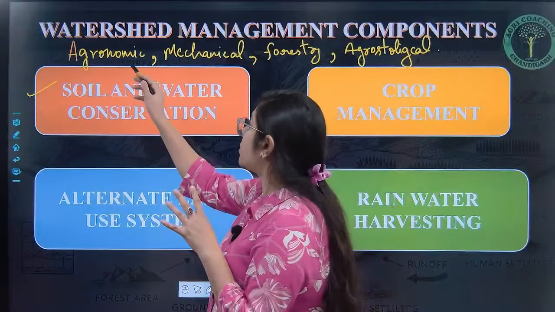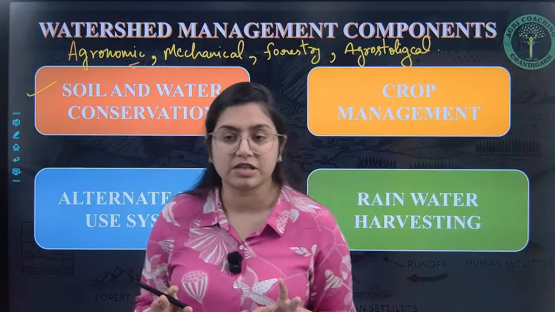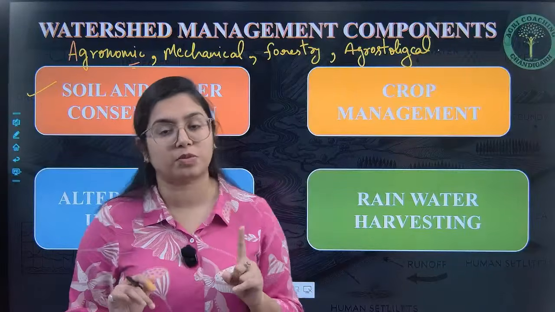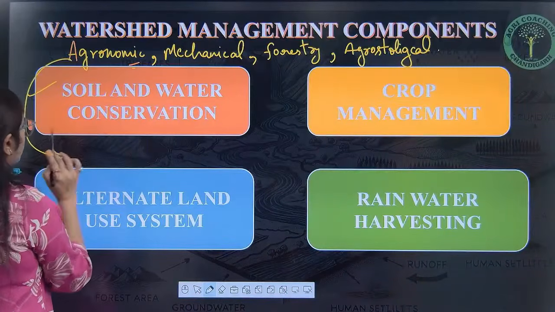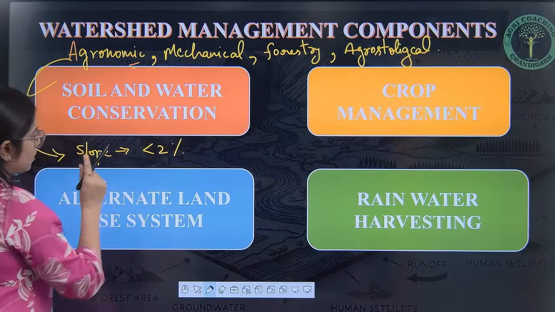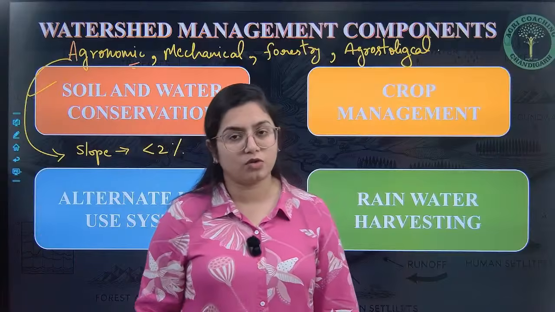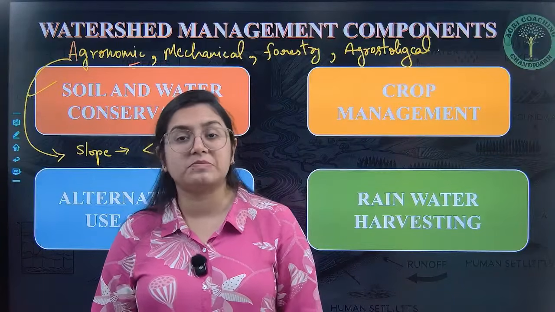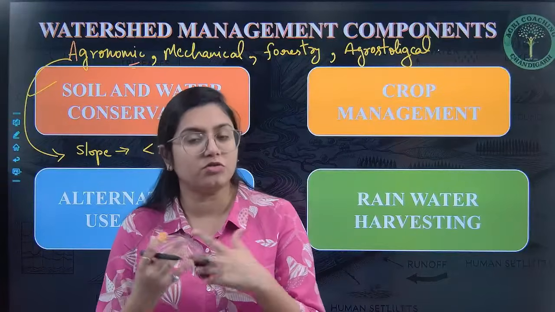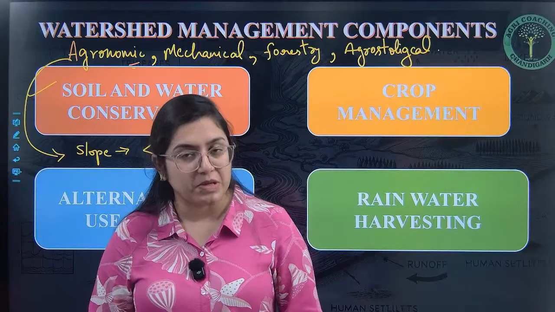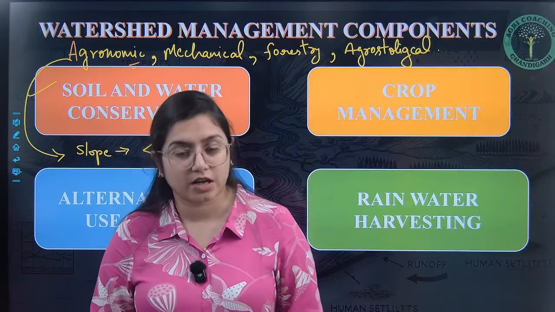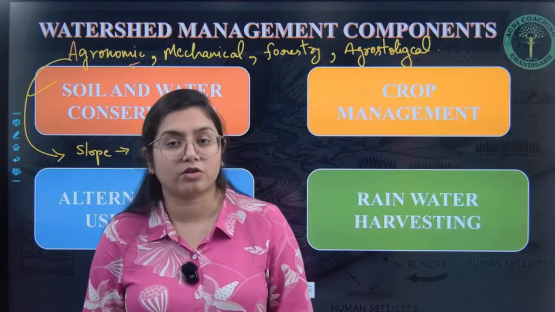When I talk about agronomic measures, what is the meaning of agronomic measures? See, agronomic measures are used in those lands where the slope percentage is less than 2%. Remember, in case of agronomic measures, the slope is less than 2%. Agronomic measures simply means going for contour cropping, strip cropping, and mulching methods. Overall, those methods which will conserve the moisture and reduce the erosion are part of agronomic measures.